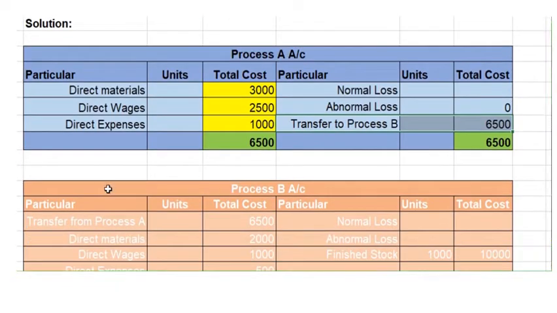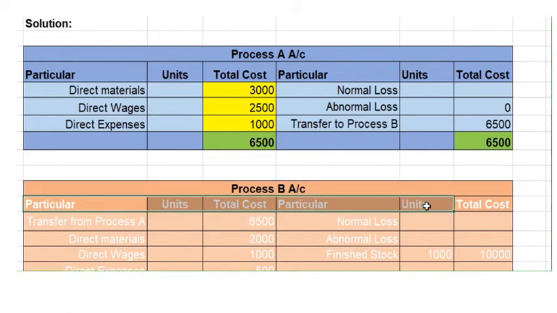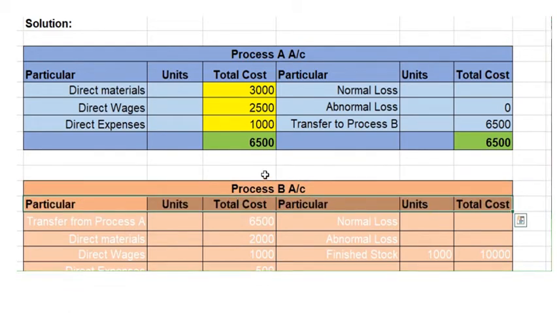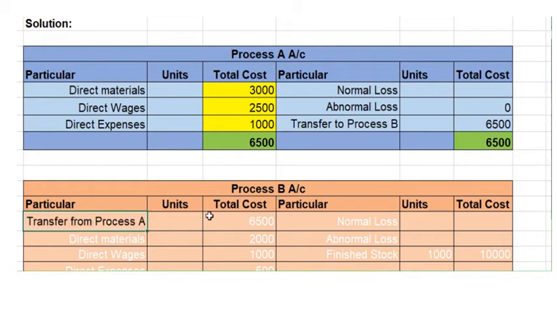Now we will prepare the account for process B. Hope the account preparation for process A is understood. Now we'll go to process B. In the process B account we have to put the same table. On the left hand side: particulars, units and total cost. On the right hand side: particulars, units and total cost. First, the transfer from process A has to be entered. If you have the number of units, the same number of units has to be entered here. Since we do not have units, we are writing only the value.